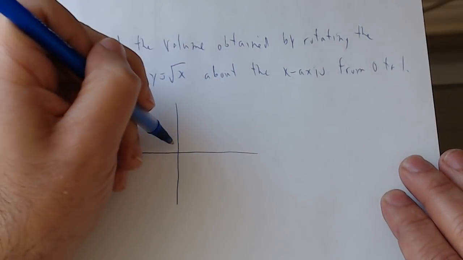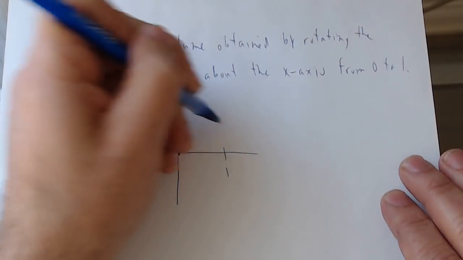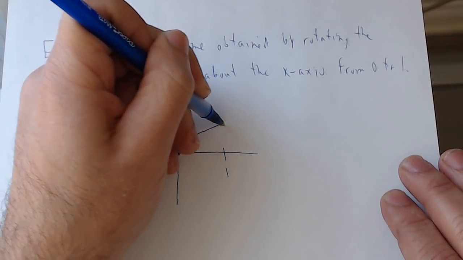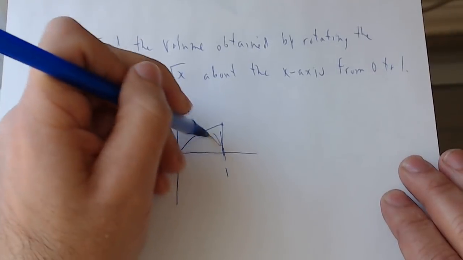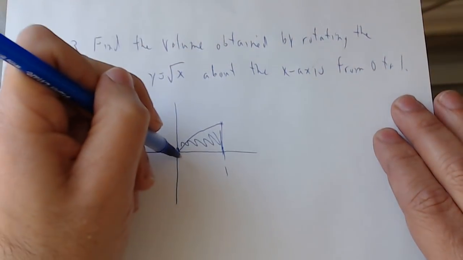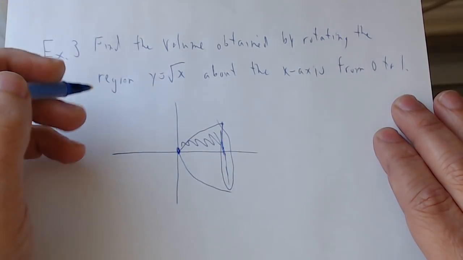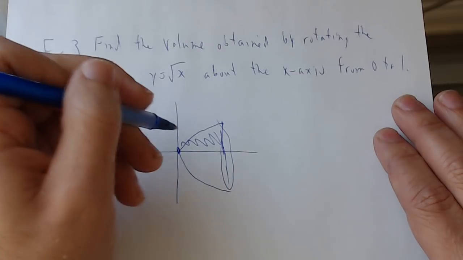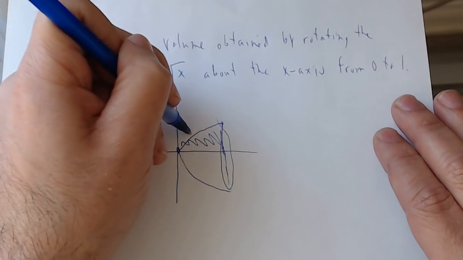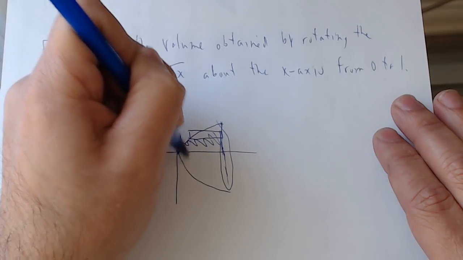x equals 0 and ends at 1. So root x looks like this. So we close it up, and this is what we have. And I'm rotating this about the x-axis. So if I rotate that about the x-axis, now what we notice is actually our shells are going to be sideways. So if I were to draw a shell, it would look like this.